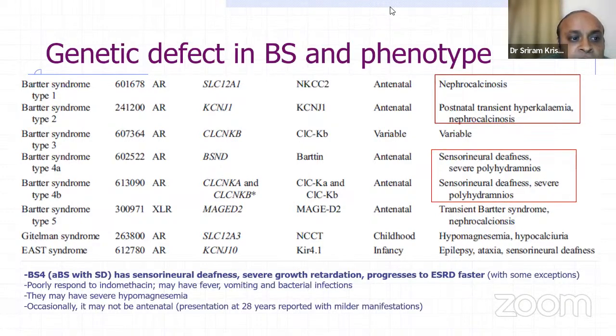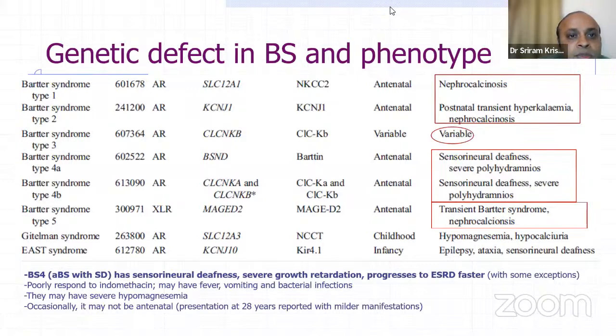Whereas type 4A and 4B are classified as antenatal Bartter syndrome with sensorineural deafness. Whereas type 5, which is a transient Bartter syndrome, may be accompanied by nephrocalcinosis, but it is the best in prognosis. You may outgrow the disease.